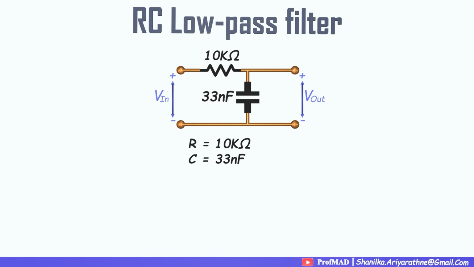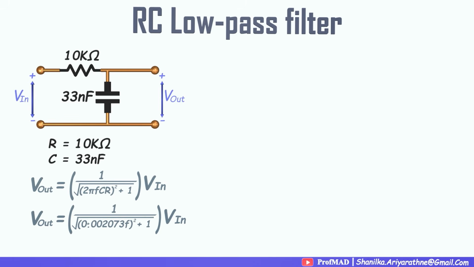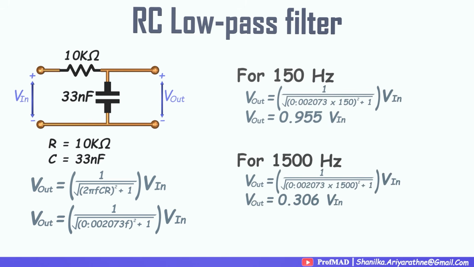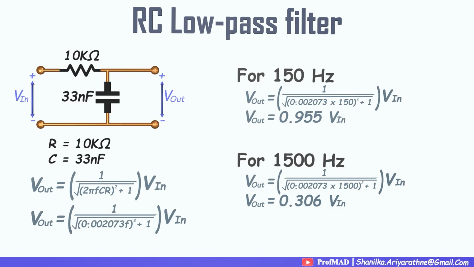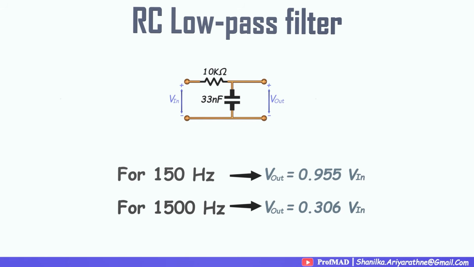For example, let's choose R equals 10 kiloohms, C equals 33 nanofarads. Let's substitute these values into our equation. Our equation now becomes like this. Now let's see how this filter output responds to different input frequencies. For a 150 Hz signal, the output voltage is about 0.95 times the input voltage, so almost the entire low-frequency signal passes through the filter. But for a 1500 Hz signal, the output drops to only about 0.3 times the input voltage, so the high-frequency signal becomes much weaker. Do you see the idea?